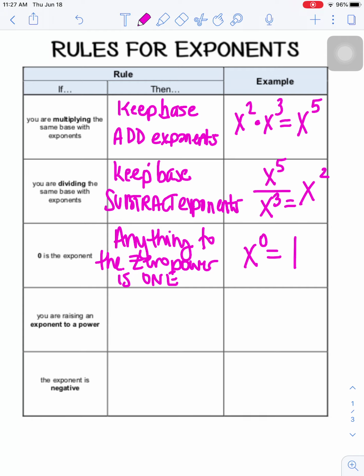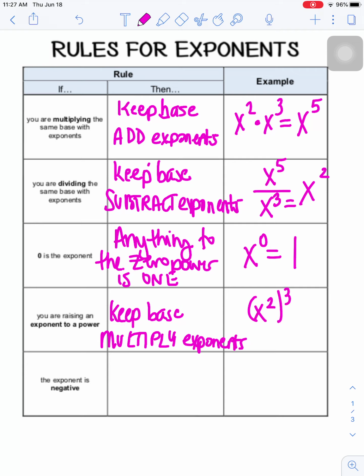All right, if you are raising an exponent to a power, so this is your power rule, you keep the base and you are going to multiply the exponents. So let's say, for example, you have x to the second and you're raising it to the third. That would be x to the 2 times 3 power, which is 6, x to the 6th power.